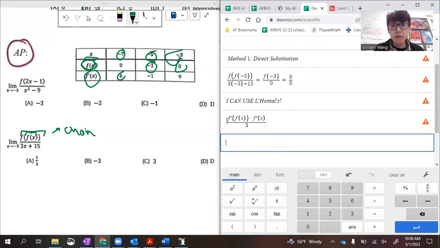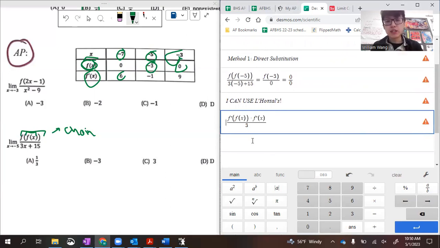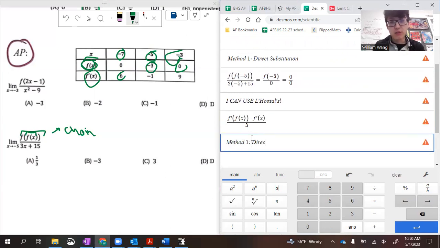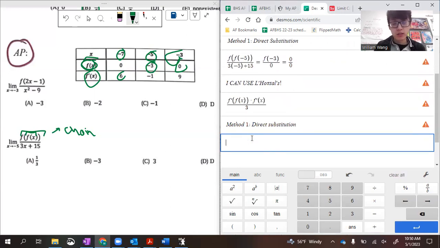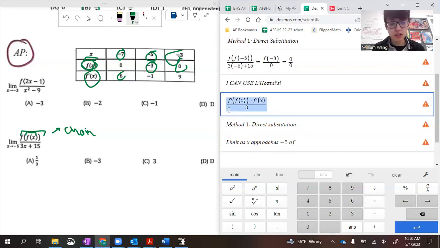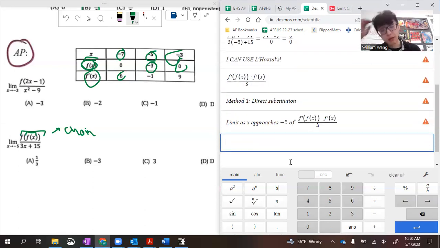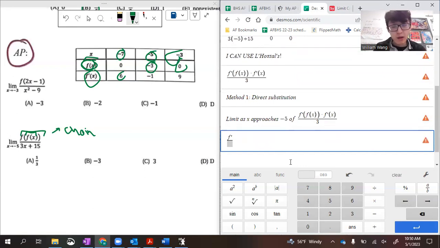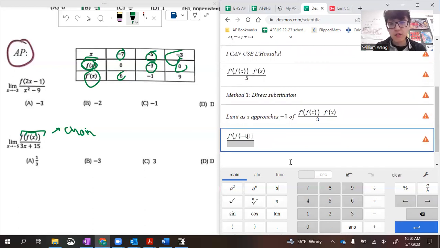Now, remember, I'm going to take the limit of this function. I'm just going to redo my method 1, which is direct substitution. So it's the limit as x approaches negative 5 of this function. All right, so let's resolve this limit. So it's going to be f prime of f of negative 5 times f prime of negative 5 divided by 3. All right, so I plugged in negative 5, I directly substituted, now it's just time to solve.